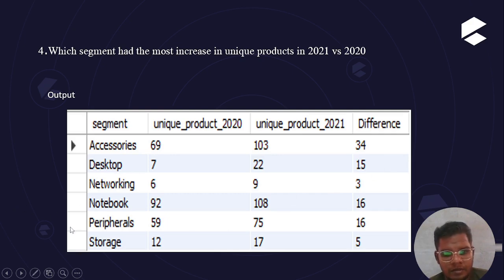Networking, peripherals, notebook and storage are minimal. Network and peripherals are almost 16 products. But among accessories, desktop, network and peripherals, accessories is in first place because we increased by 34 products compared with the previous year.